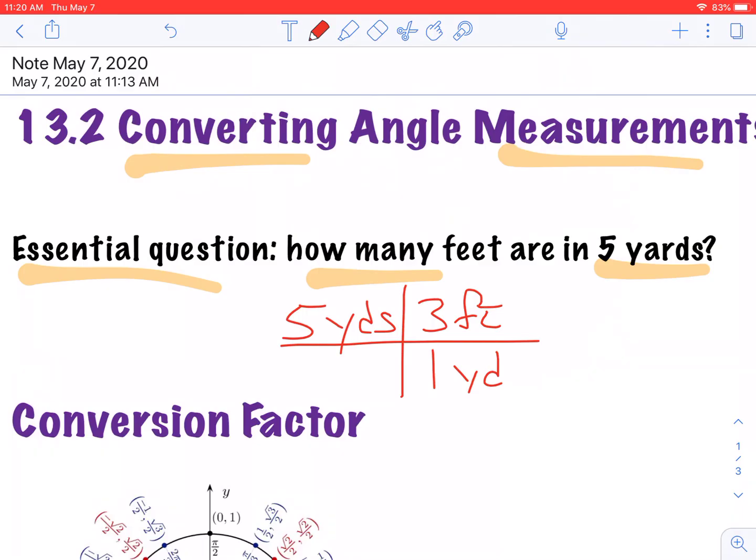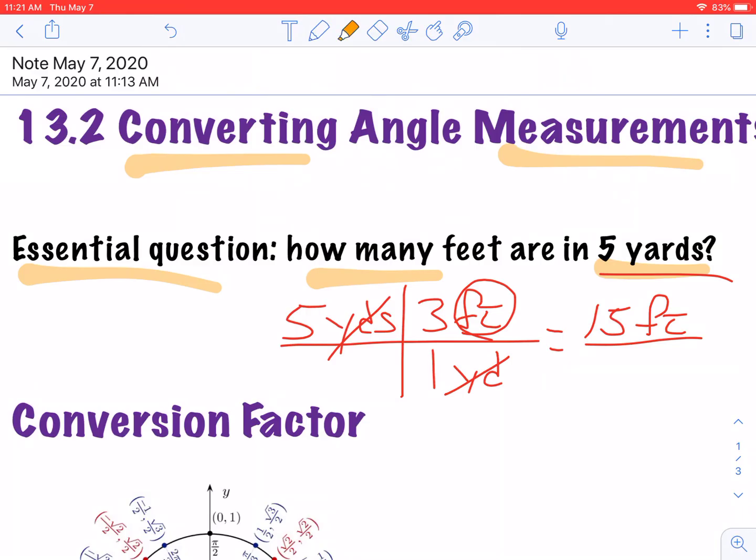And so the strategy is such that the common unit goes on opposite levels of the fraction. And since the 5 and 3 are on the same level, that's going to tell us this is going to be 15. And you can see our new unit is feet. So therefore, there are 15 feet in 5 yards. Again, I don't think that was anything too mind-blowing there for you.